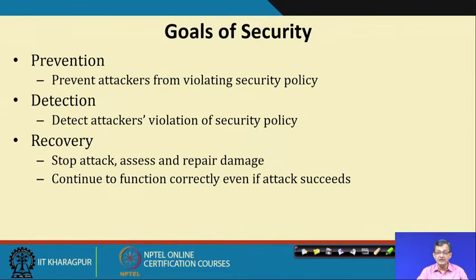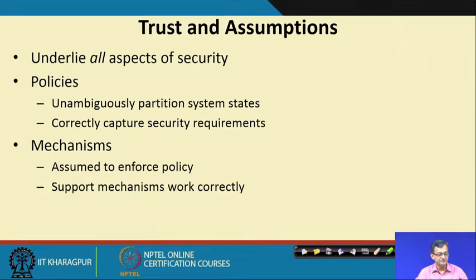Another thing is detection. If there is an attack, I should be able to detect the attacker's violation of the security policy and find out where the attacker is. Then another aspect is recovery: stop the attack, assess and repair the damage, and continue to function correctly even if the attacker succeeds. So there is a case of continuing with the function even when there is an attack. This is called recovery. So prevention, detection and recovery are the three components of a typical security goal.